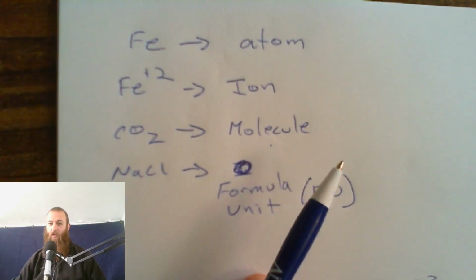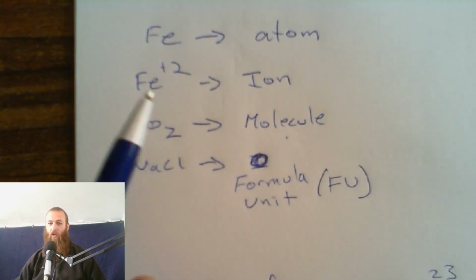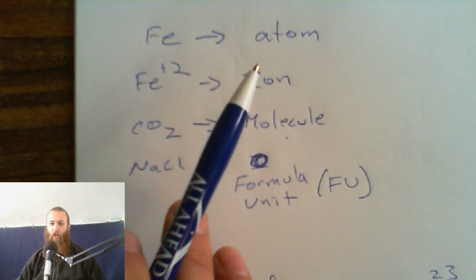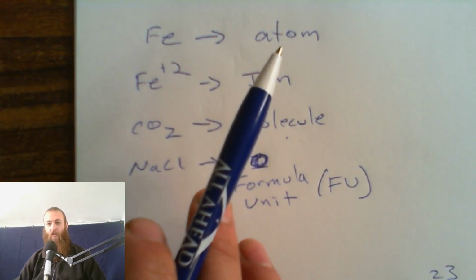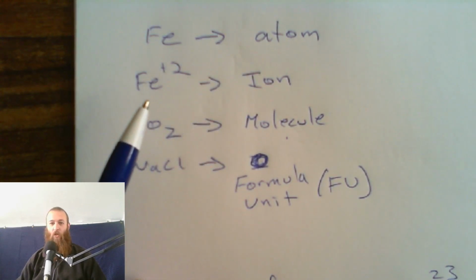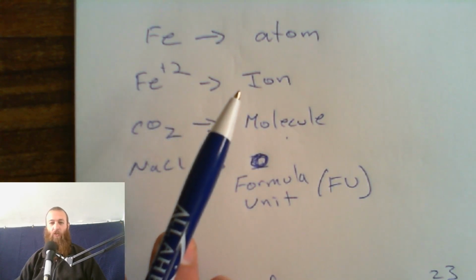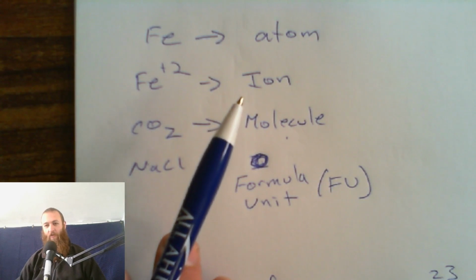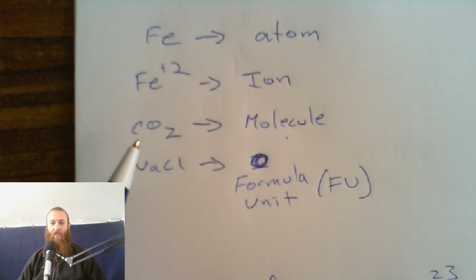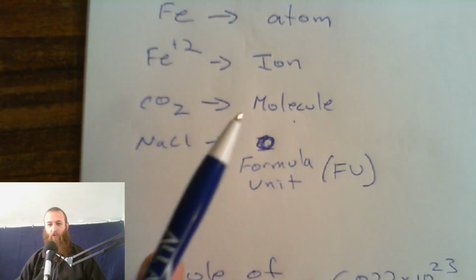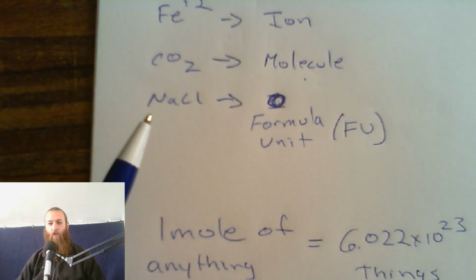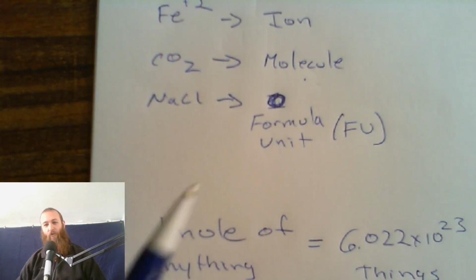Representative particles. So if I have a mole of iron, I would have 6.022 times 10 to the 23rd atoms. If I had a mole of iron 2, I would have 6.022 times 10 to the 23rd ions. If I had a mole of carbon dioxide, I would have that many molecules. If I had 1 mole of sodium chloride, I would have that many formula units.